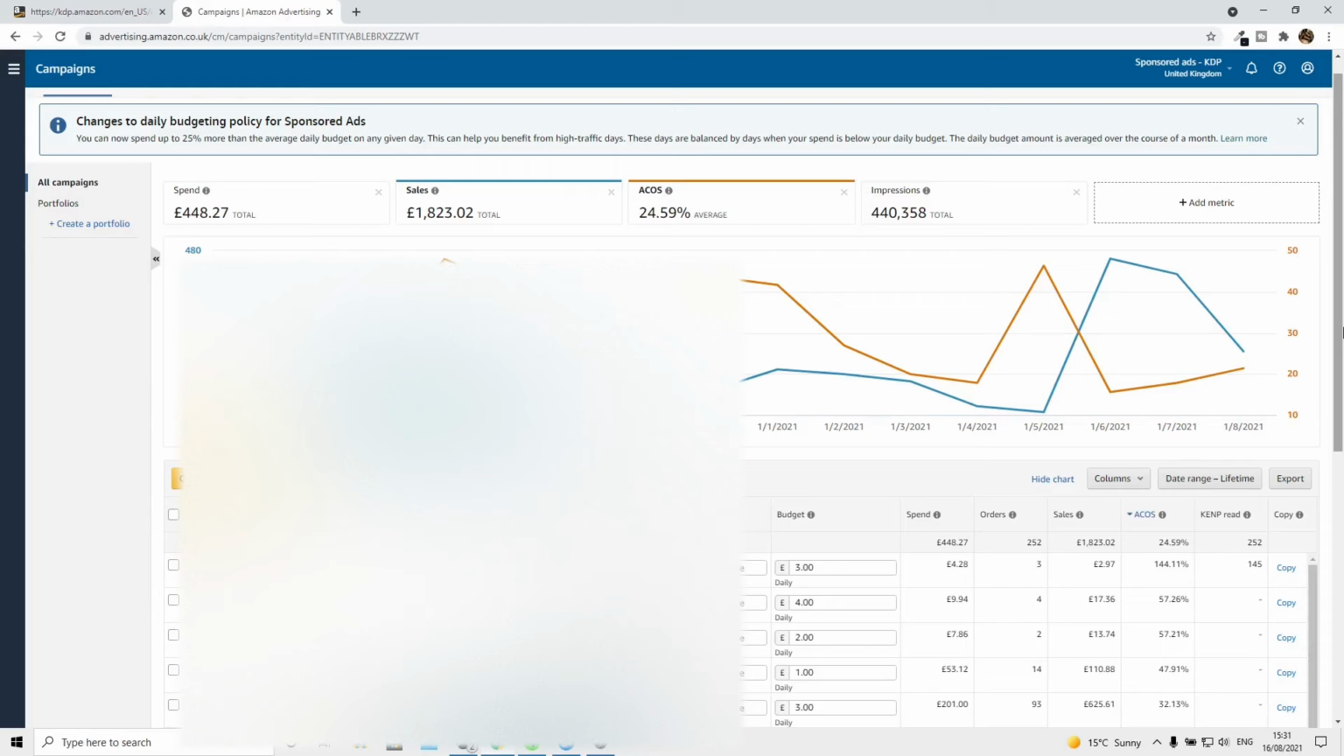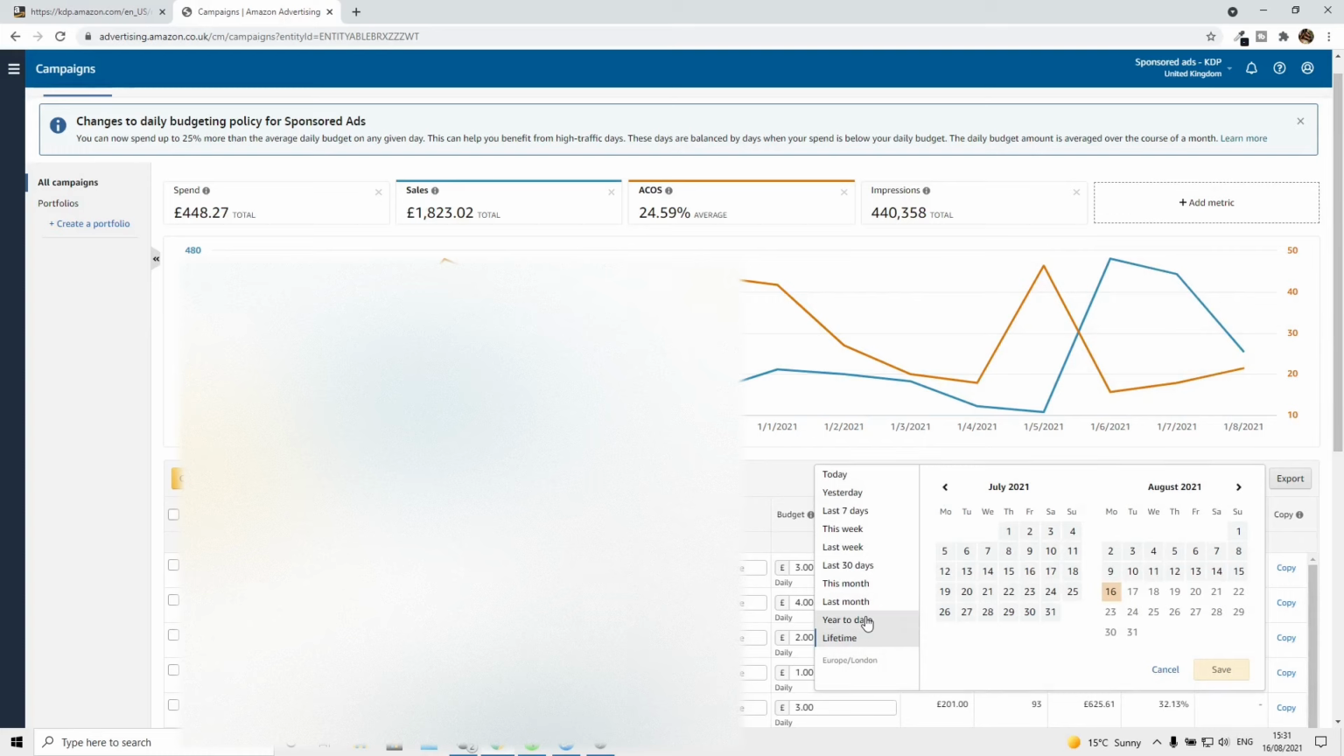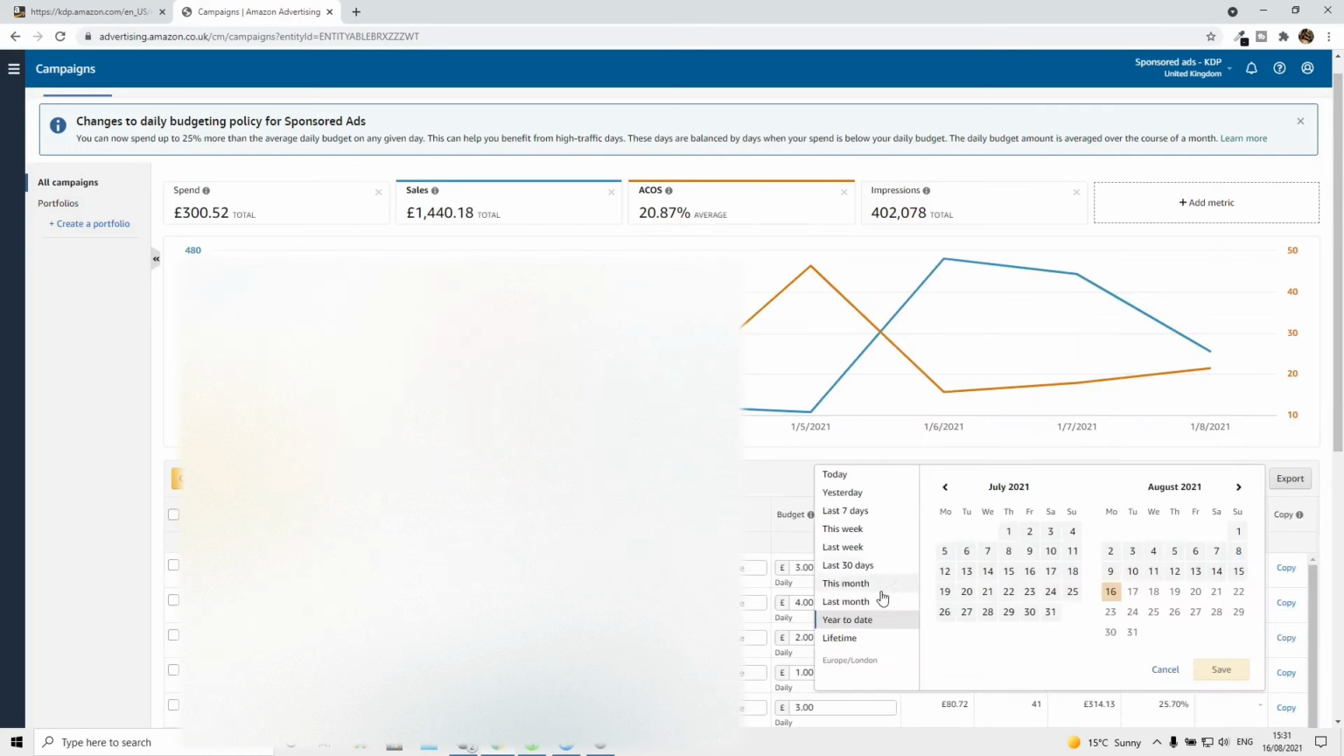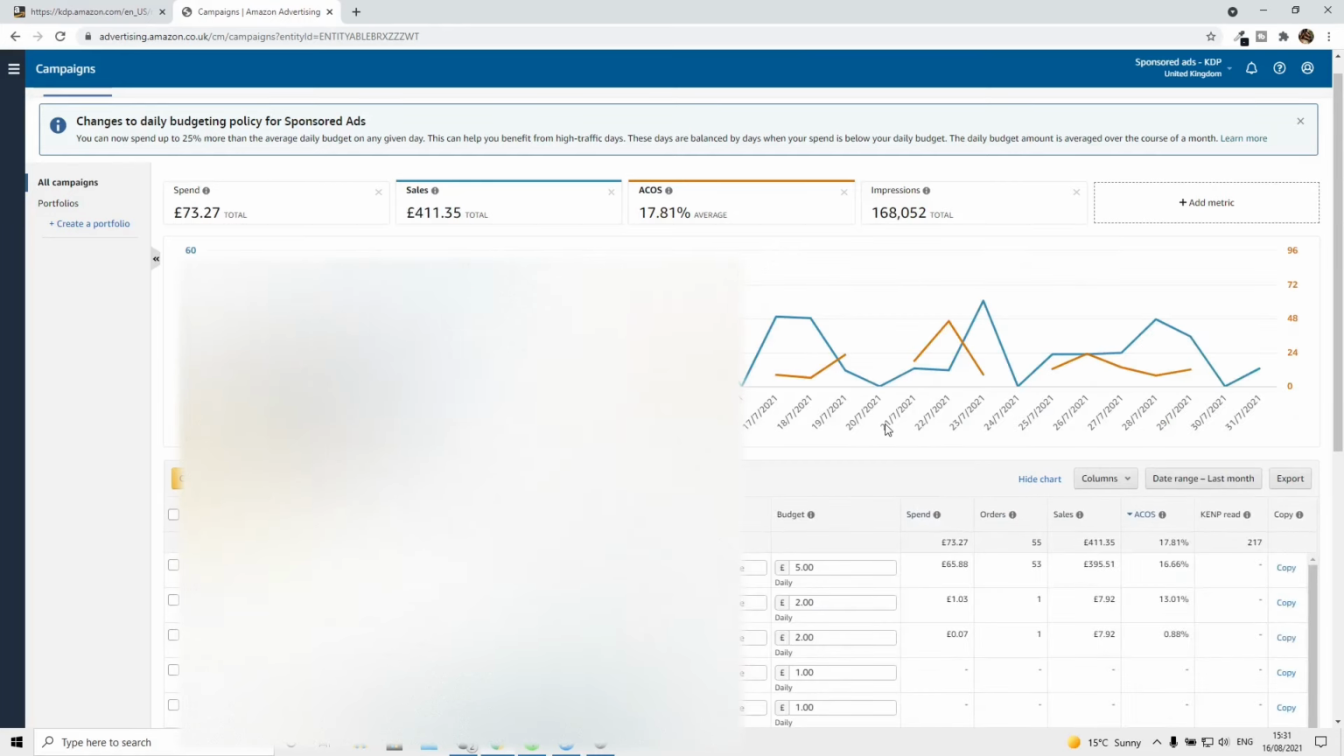And if we look at my ACOS here, for the lifetime, it's 24%. Now let's take a look at my year-to-date ACOS. It goes down to 20%. Now let's take a look at last month's ACOS, which is going to be 17%. So as you can see, it's slowly going down, and it's slowly going down because I'm tweaking my campaigns all the time to make sure that I'm getting rid of the ones that are just wasting money and bumping up the ACOS.